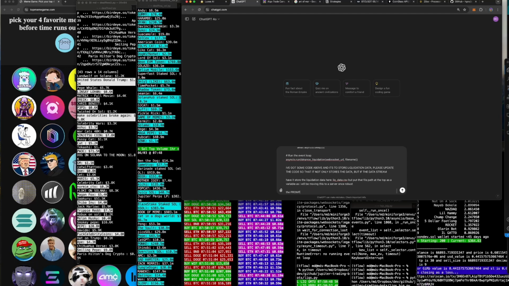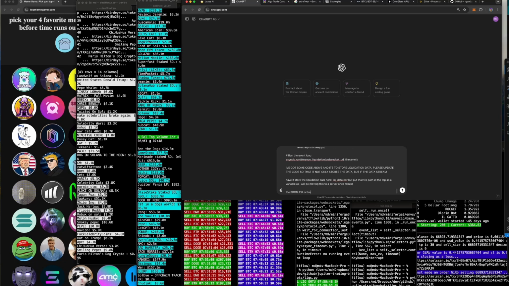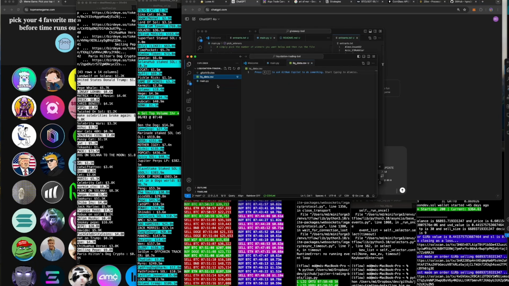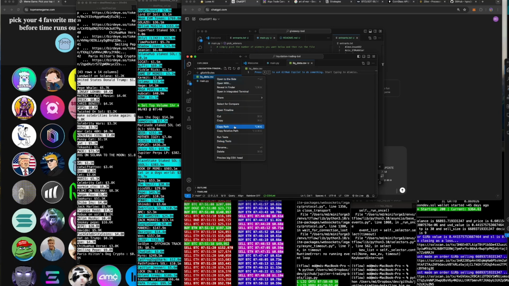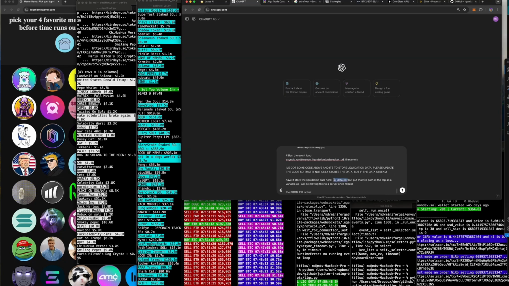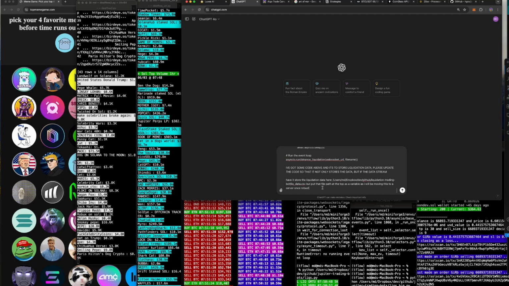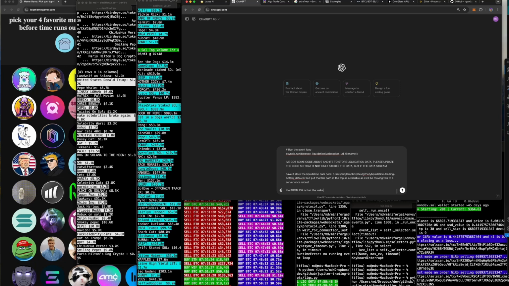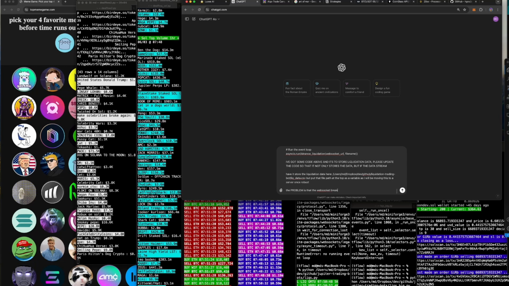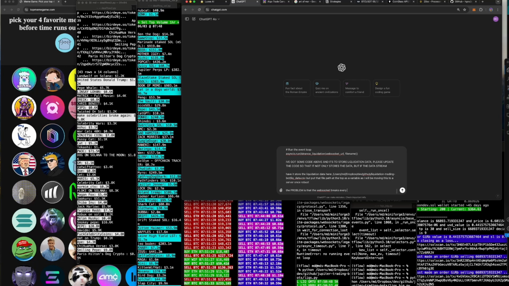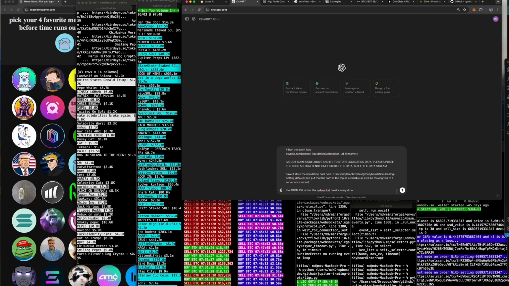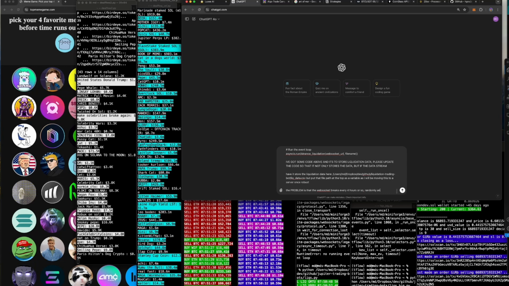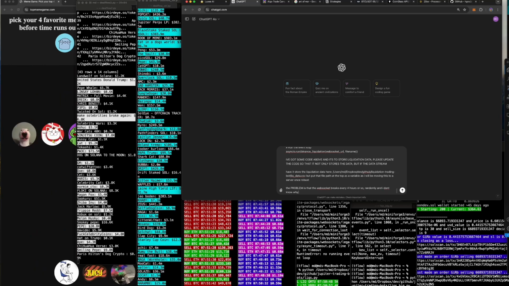The problem is that here, let's copy path. I want to copy the full path. We have a problem here, and the problem is going to be fixed by the end of this. The problem is that the WebSocket breaks every 4 hours or so randomly, and I don't know why.